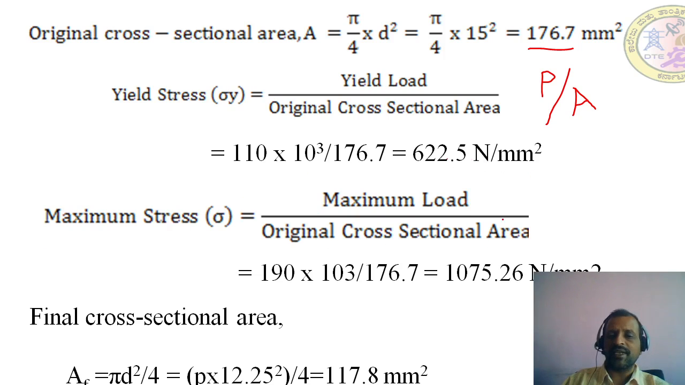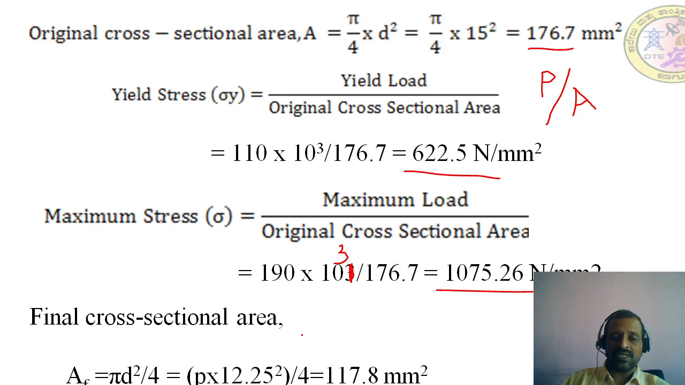Then find out maximum stress, which is maximum load by original cross sectional area. The maximum load takes place at the ultimate point, so the load at the ultimate point is the maximum load. That is 190 into 10 to the power of 3, divided by 176.7. That will give you 1075.26 newton per mm square. This is the maximum stress, and the earlier one is the yield stress.